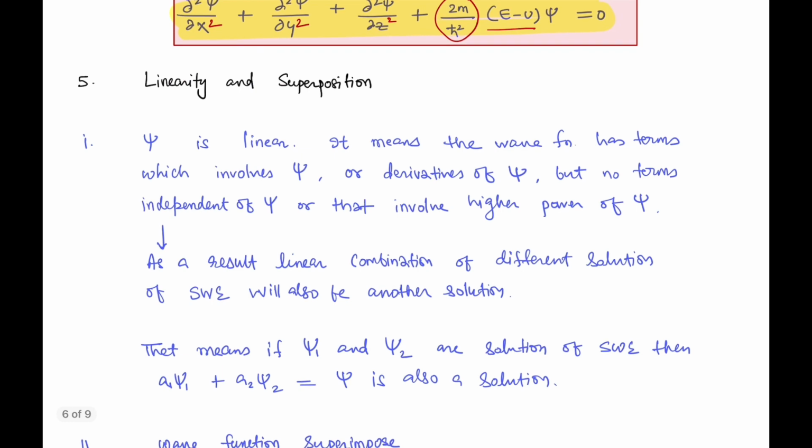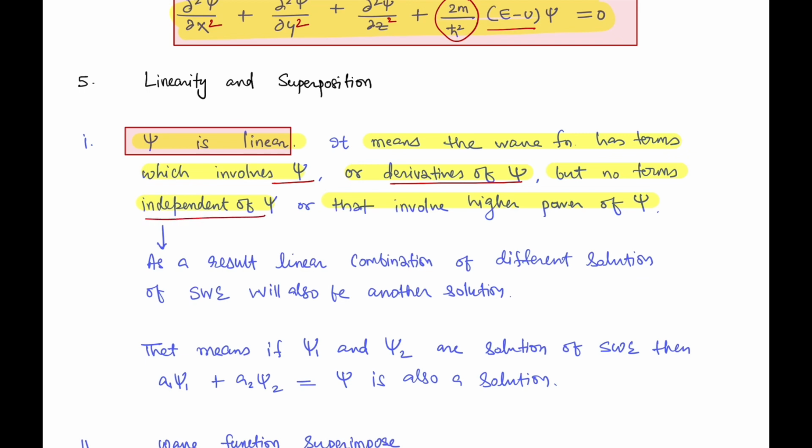Now let us understand a very important aspect of waves, that is linearity and superposition. Suppose psi is linear, that means the wave function has terms which involve psi or derivatives of psi, but no terms are independent of psi or that involve a higher power of psi. In that case, you could say that psi is linear. Psi could be there, derivative of psi could be there, but functions which are independent of psi or which have higher power of psi should not be there.